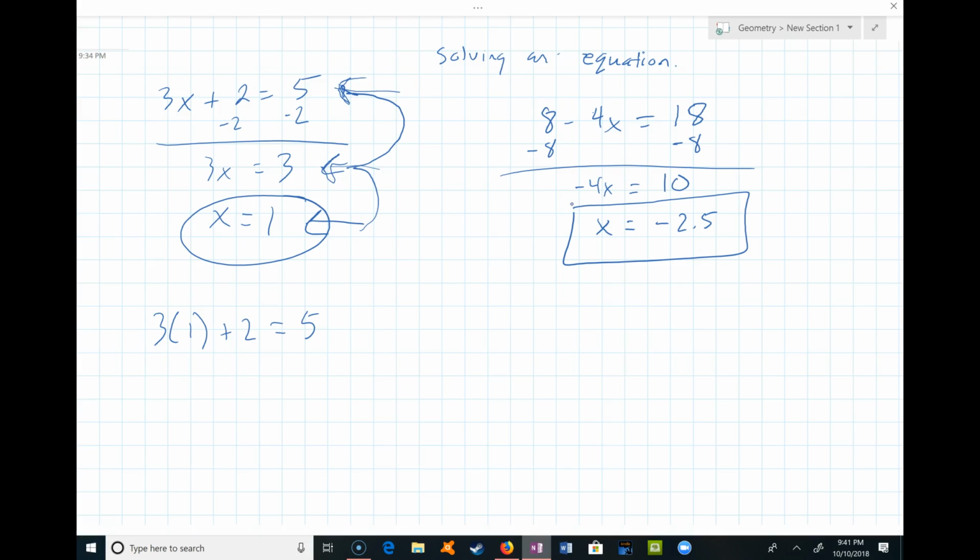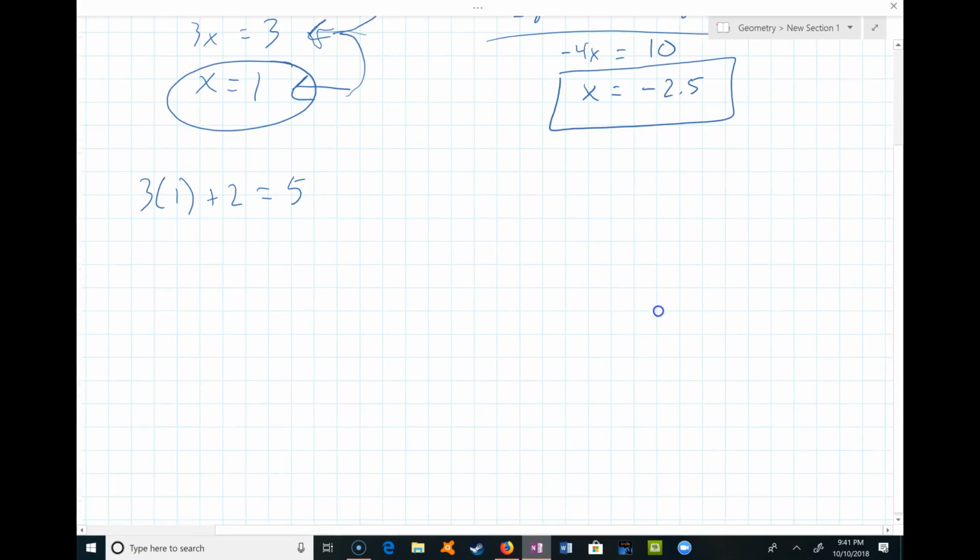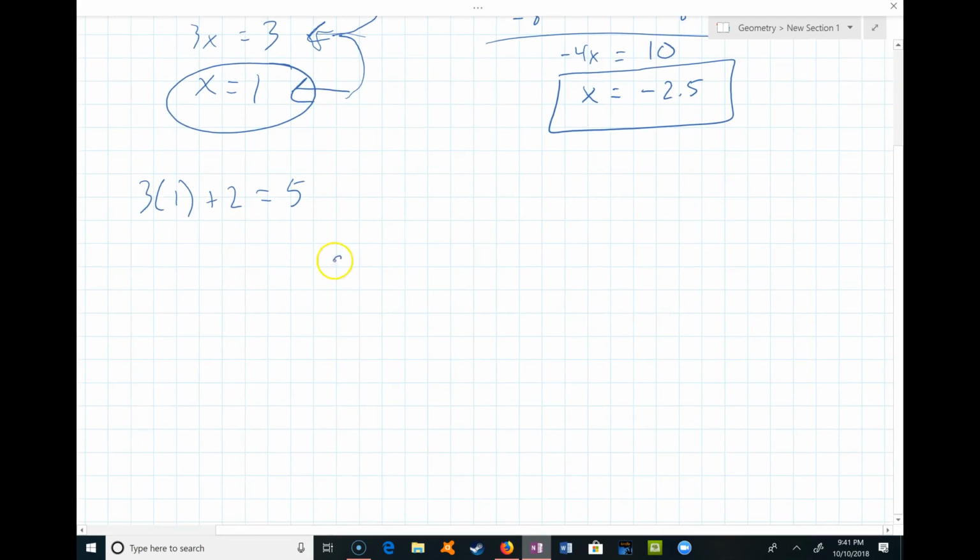Then, of course, we're going to want to be able to do something a little bit more complicated than this. Like, for example, 3 times x plus 2 minus 4 times x plus 7, and that's supposed to be equal to 10x plus 8. Here we've got variables all over the place, numbers all mixed together, and parentheses. We're still going to use the same concept here.